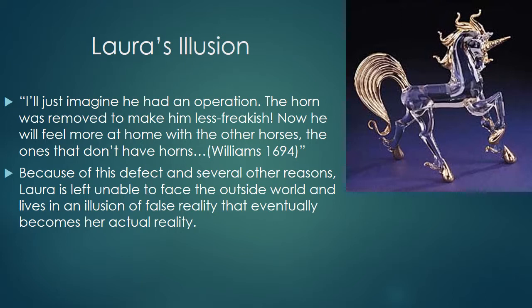Because of her defect and these other reasons, she was left unable to face the outside world, and she lives in an illusion of false reality that eventually becomes her actual reality. In this false reality, she feels that she doesn't have to associate with the outside world. She can just stay at home, listen to her Victrola, and spend all her time and devote her heart to these glass figurines that she collects and cares for. Even though no one actually did judge her, she feels like everyone was judging her. So she feels like these glass figurines are her true friends because they don't judge her or insult her or criticize her.